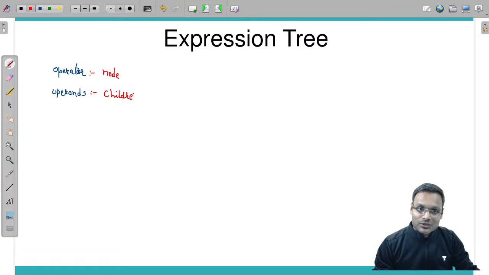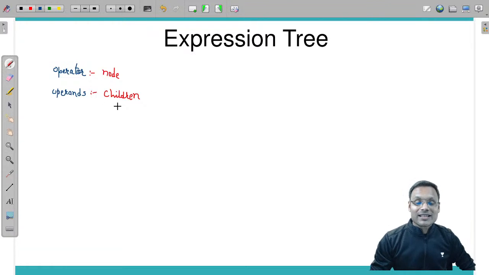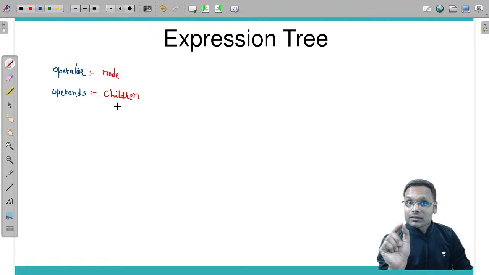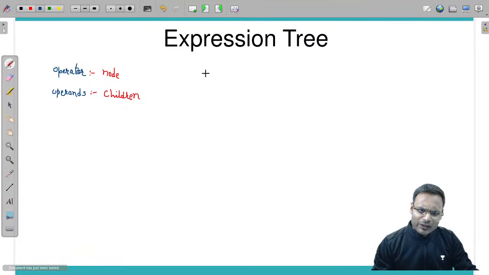If you have left and right operand, then you will have those left and right operands as left and right what? Left and right children. Suppose you have a very simple expression a plus b. How to denote a plus b in terms of tree? What is the operator? Plus. So operator plus is the node. Left operand a, so left child is a. Right operand b, right child is b.